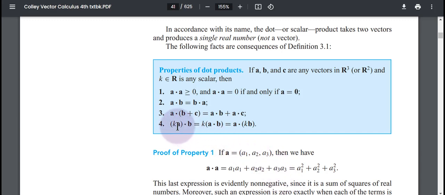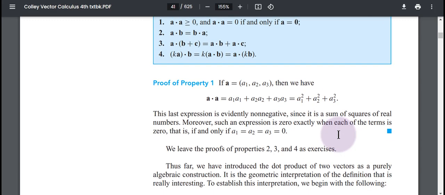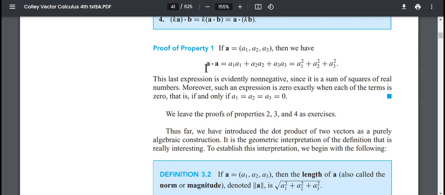And then Ka dot B is K times A dot B. So you can do the K times the A first, or you can do it at the end, and so on. Here A dot A is this, and that's not going to be less than 0. They say that we leave the proof of the other properties as exercises, so you can try and prove the other ones. We just saw that A dot A looks like this.